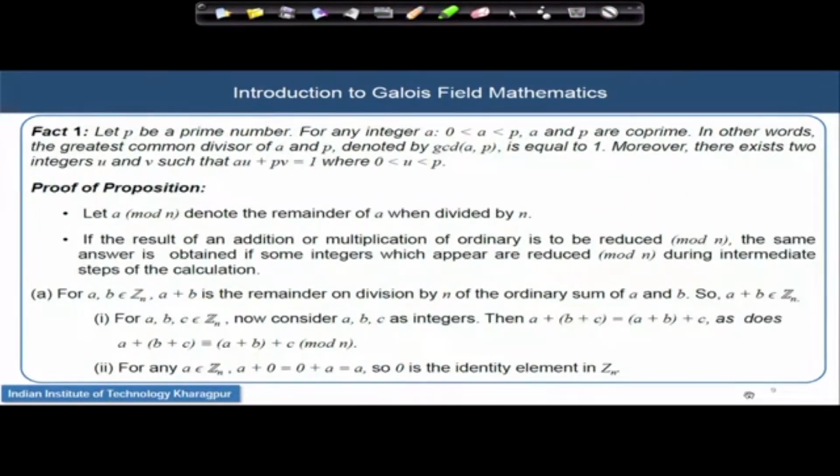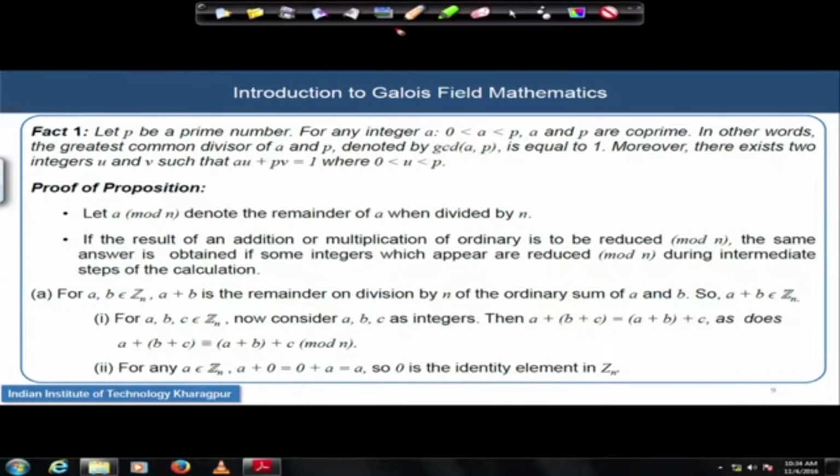And we have seen a fact from the definition of coprime that I just mentioned: if p is a prime number, then for any integer a which belongs to 0 to p, a and p will be coprime, because you will not find a greatest common divisor between a and p other than 1. Moreover, you will also find two elements u and v such that au plus pv will always equal 1, where u will vary between 0 to p and v will also vary between 0 to p.